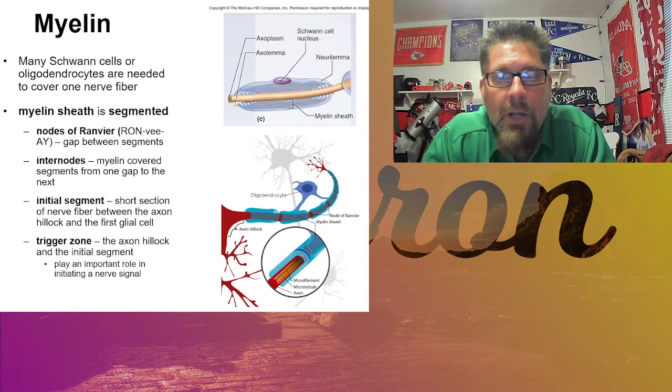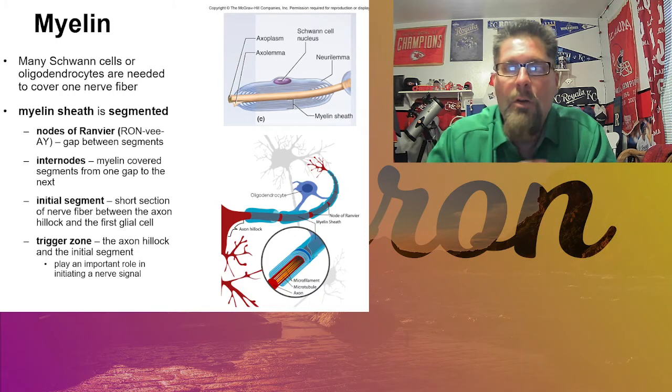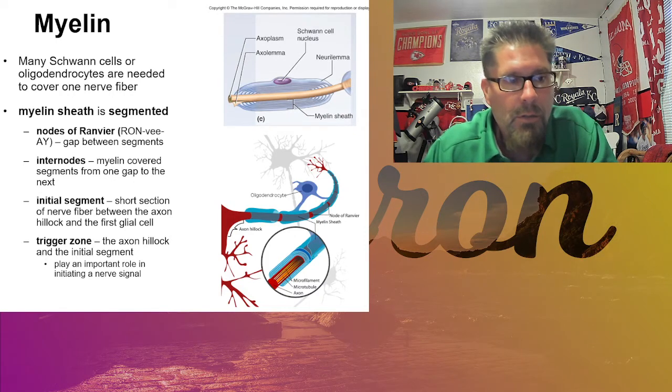Of course, it begins right below the trigger zone, and we saw this back in talking about neurons. That trigger zone is the spot on the soma, right at the bottom, as the axon begins. That's where the initial segment is.